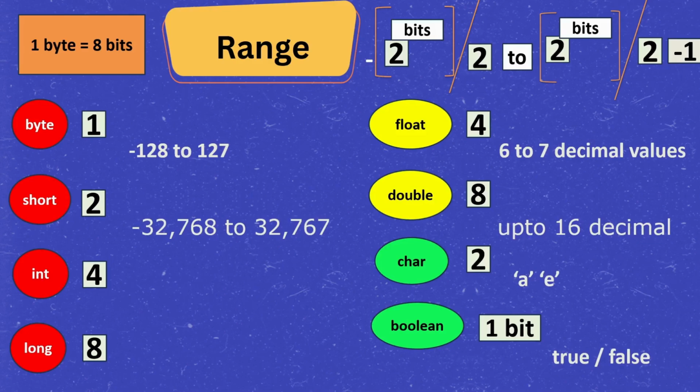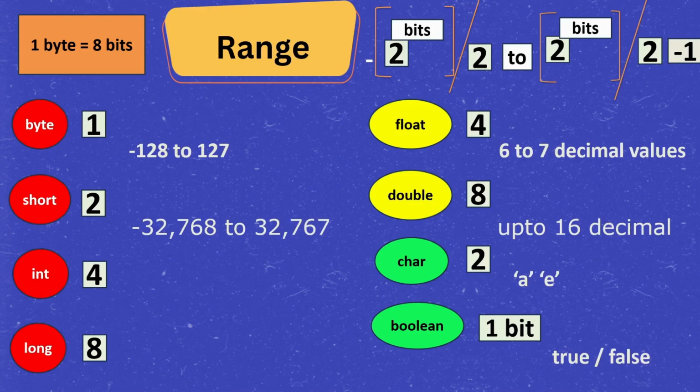For float, after the decimal you can have up to 6 to 7 decimal values. For double, you can have up to 16 decimal values. So if you have data where you have to store a decimal value with more than 8 digits, then in that case we'll be using double and not float.